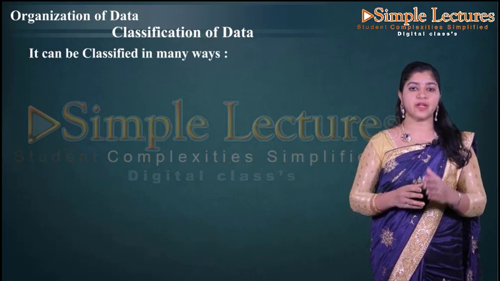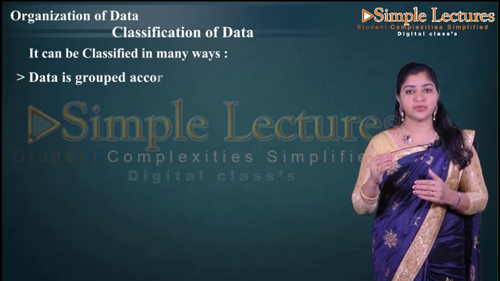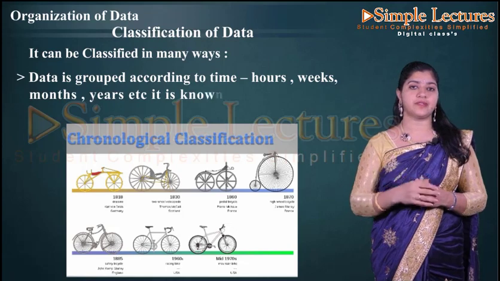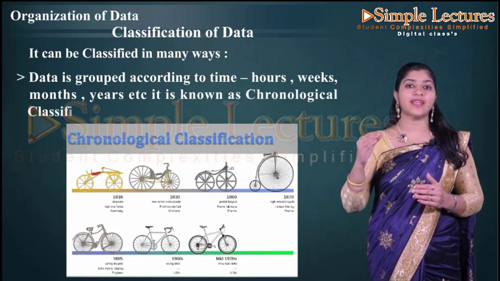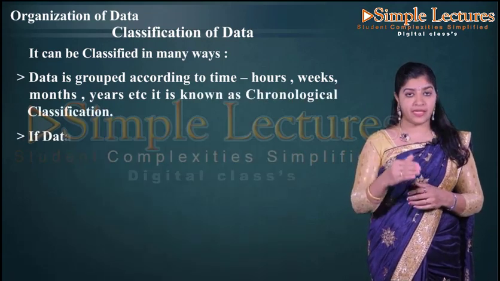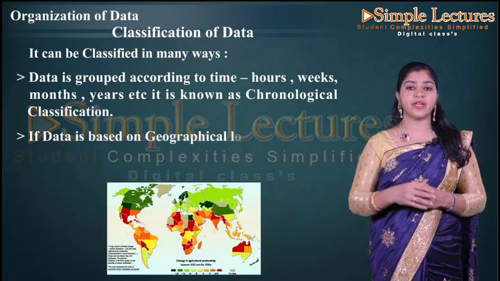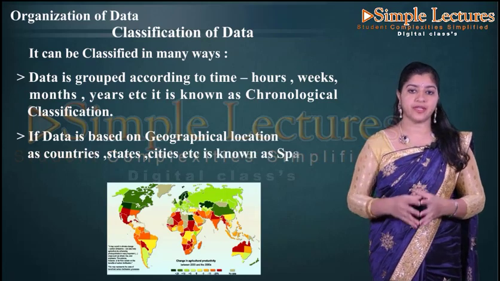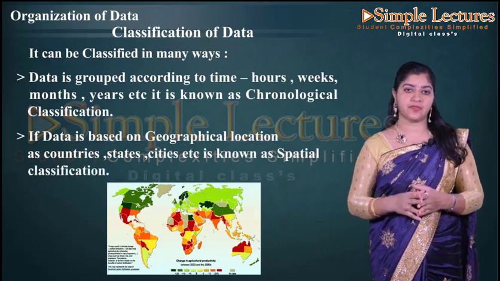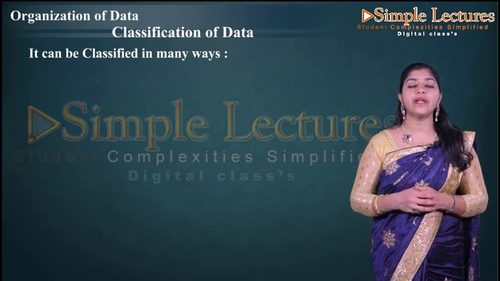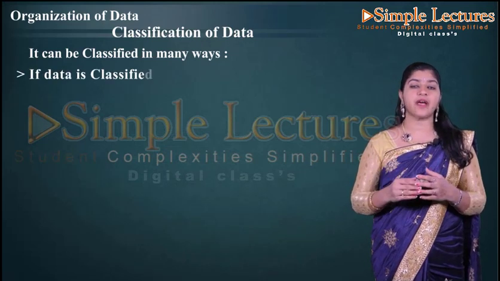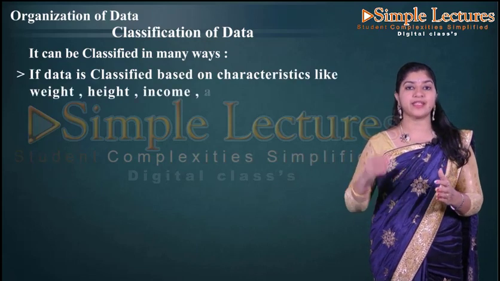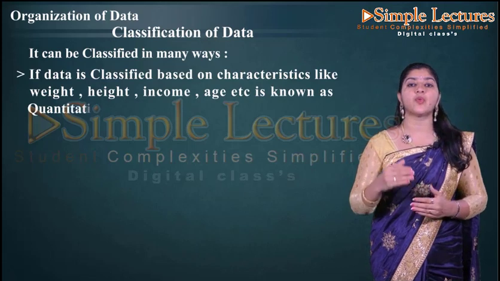First, data is grouped according to time, hours, weeks, months and years. It is known as chronological classification. Now if the data is based on geographical location such as countries, states, regions, it is known as spatial classification. Third is quantitative classification. It is classified based on characteristics like weight, height, income. All this we can measure in a quantitative way.